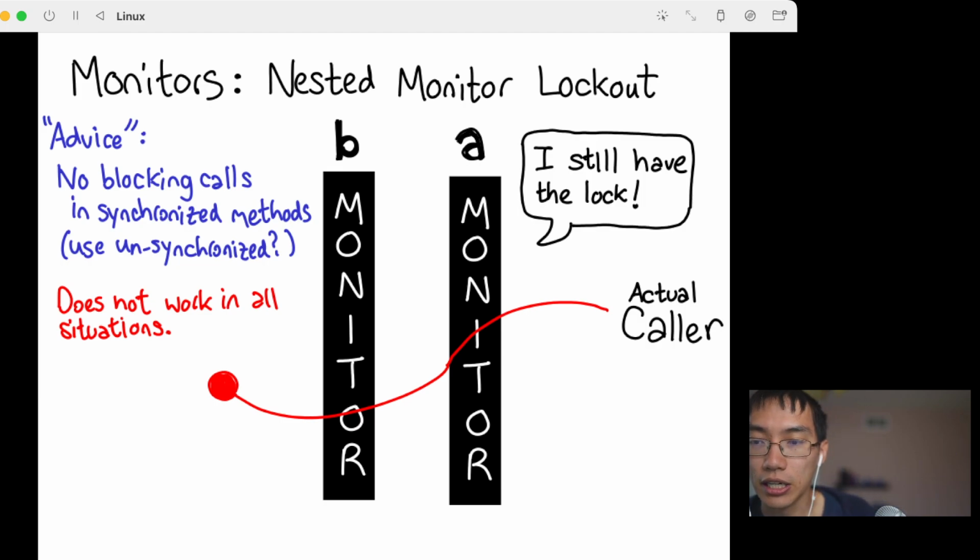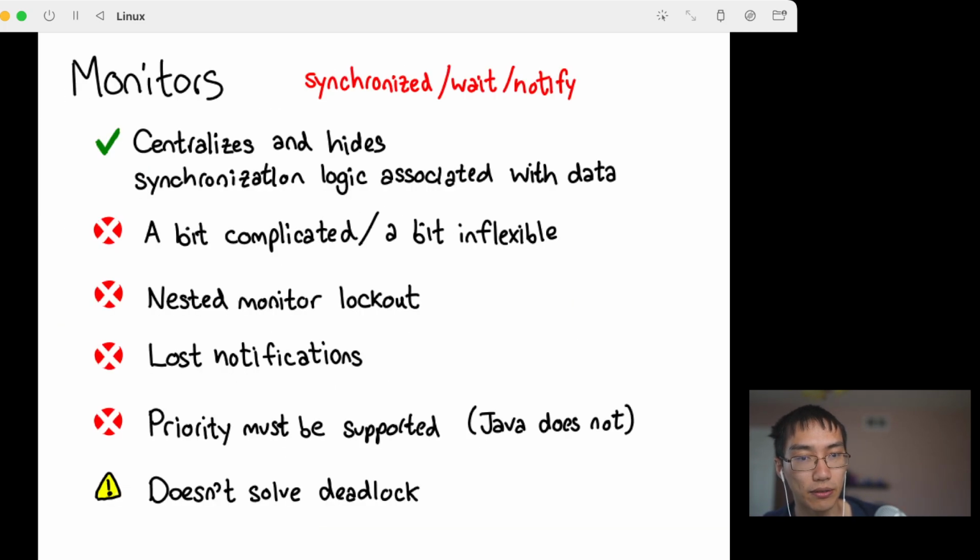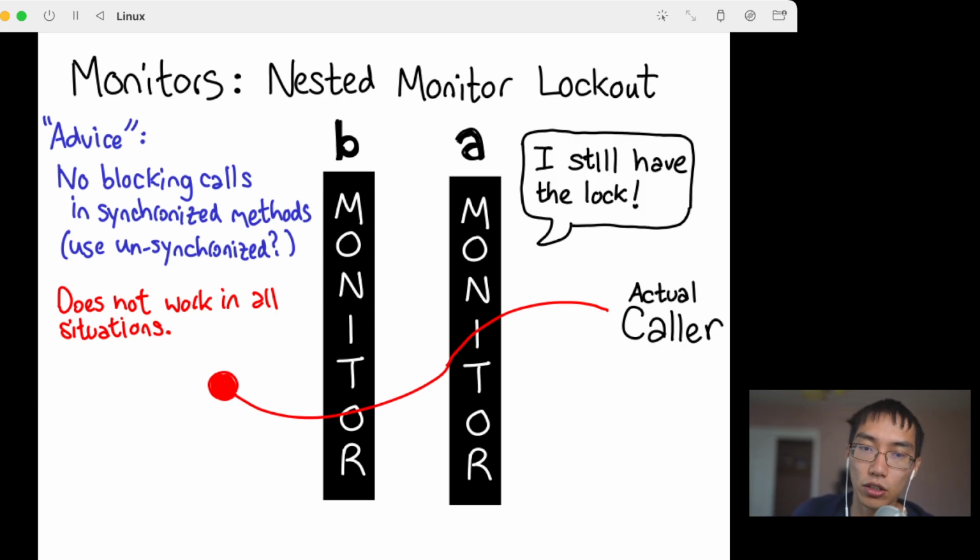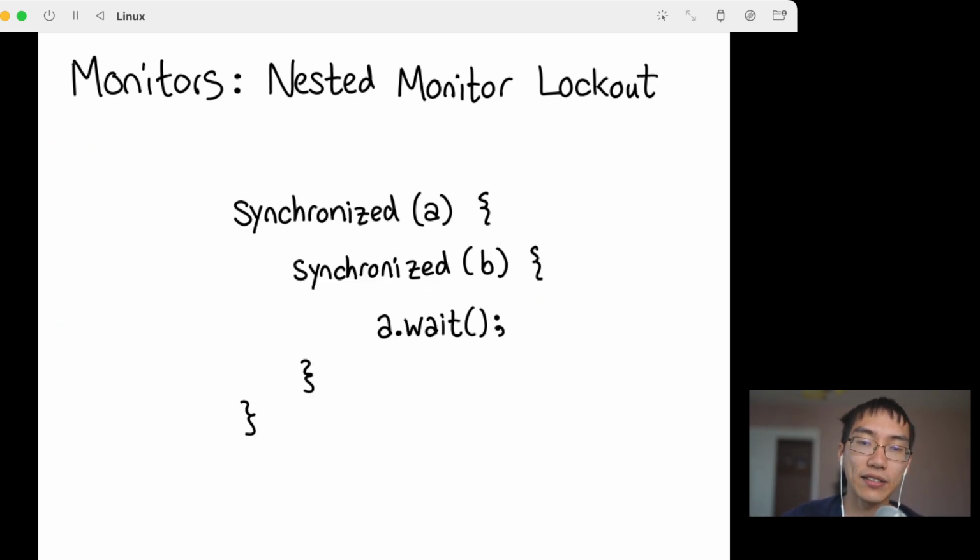There's a question here. Is there a way to actually fix this scenario? Do we have to combine A and B into a single monitor? That's a good question. Let me see. Did I write anything here? No, I didn't write anything here. So how to actually fix this code is very context dependent.